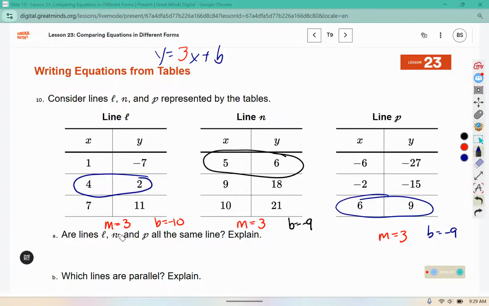So down here, we need to state which ones are the same. Are all lines the same? Well, no. Only lines N and P are the same, since they have the same slope and the same y-intercept.